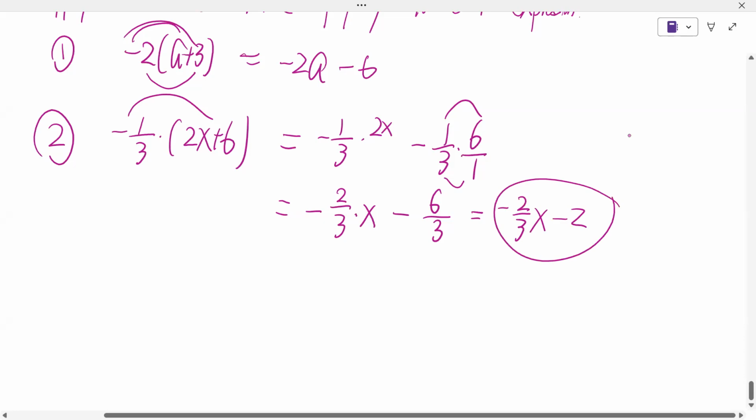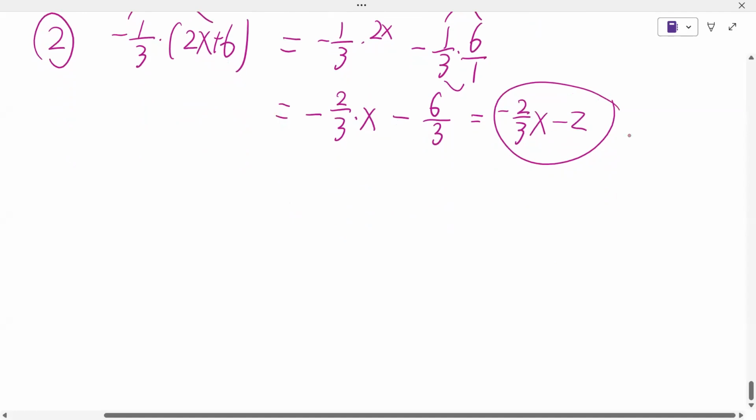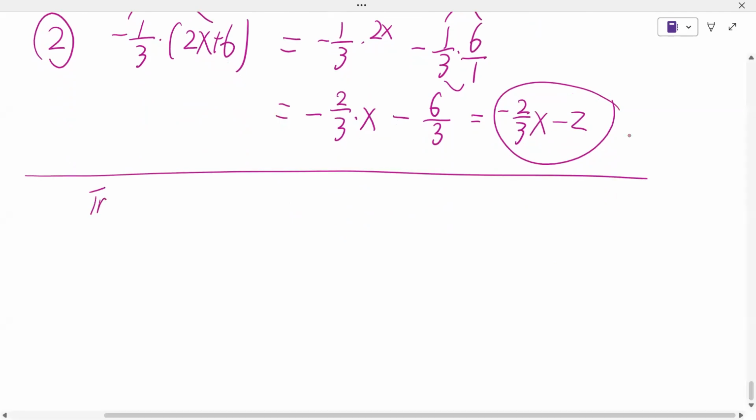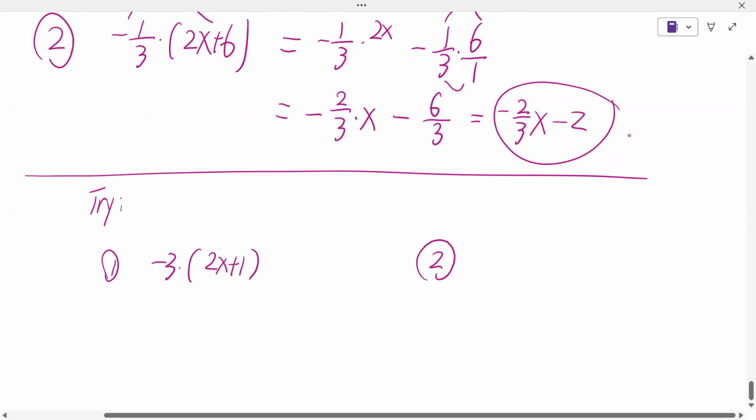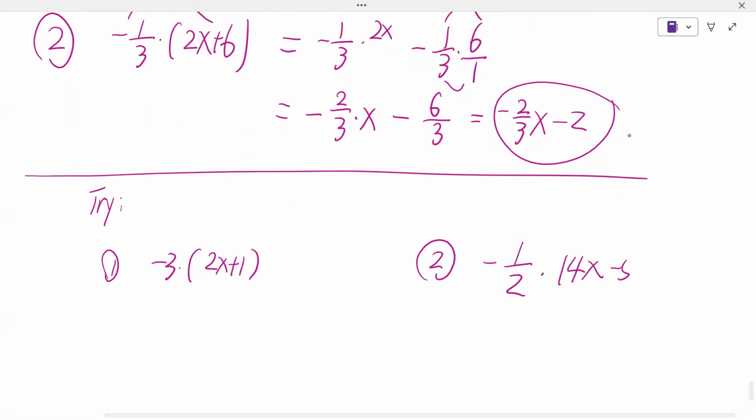Any question about this? Okay, you guys can try this. Try a couple of questions. First one: -3 times (2x plus 1). Second one: -1/2 times (4x minus 5). Give it a shot.